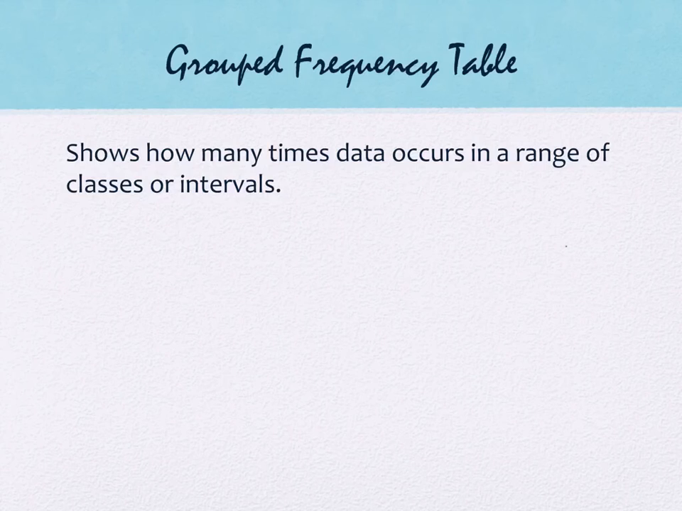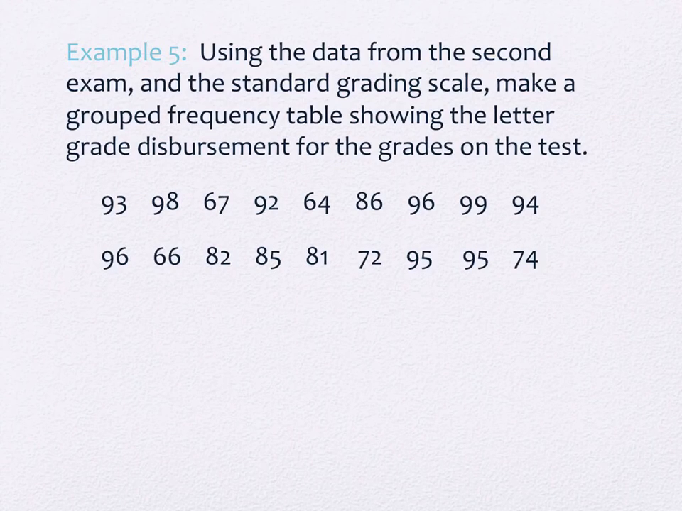So the ones we're going to work with are going to be a grade comparison. So we're going to be looking at categorizing them in groups of 10, right? All the A's, group of 10, right? All the B's, not a group of 10, but a group of size 10. 10 is the width. So we're going to take that same data that we had before from the second exam, and we're going to create, using the standard grading scale, a grouped frequency table.